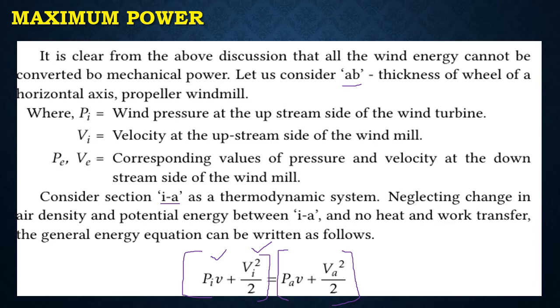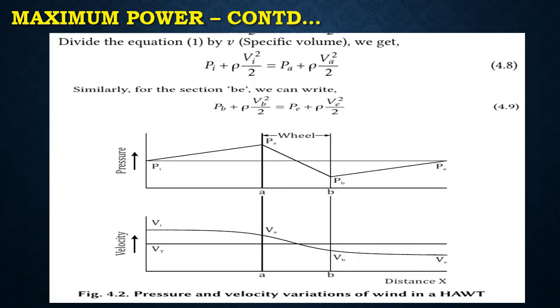So as per the law of conservation of energy, energy can neither be created nor destroyed, it can only be converted from one form to another form. Therefore, considering the total energy at the inlet is equal to the total energy at the outlet, we are going to derive the maximum power.